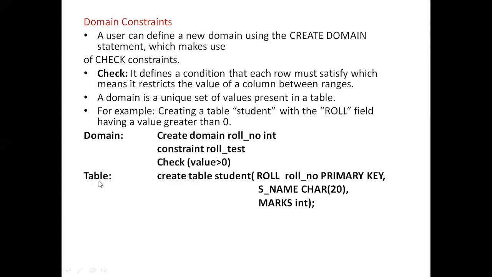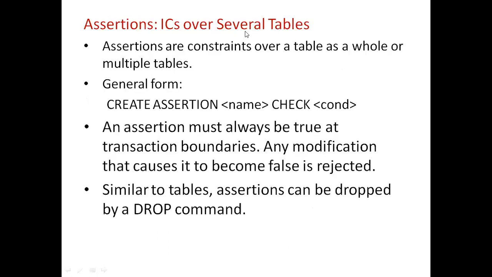Now you can see the table creation: create table student, roll number. Now this roll number is what? It is a domain now, right, which we have created before. I'm utilizing it here. And what is roll number? It defines that the value should not be zero; it has to be greater than zero. That condition we created first as a domain. This is how we are utilizing a domain in the creation of the table. We'll see more once we do our triggers.